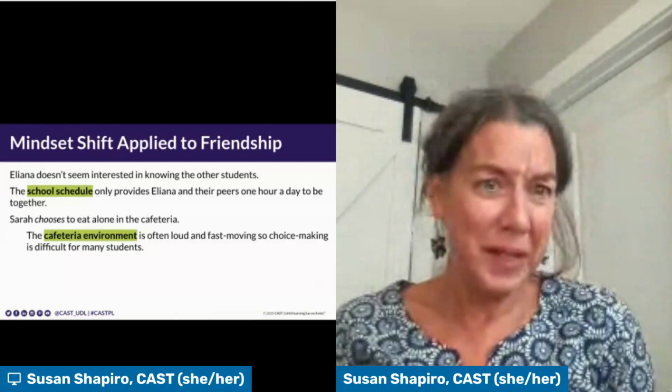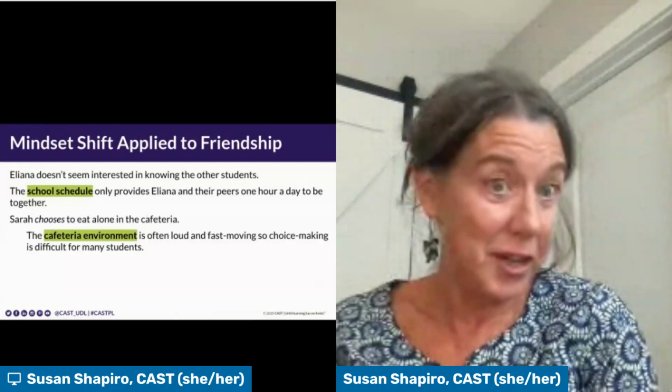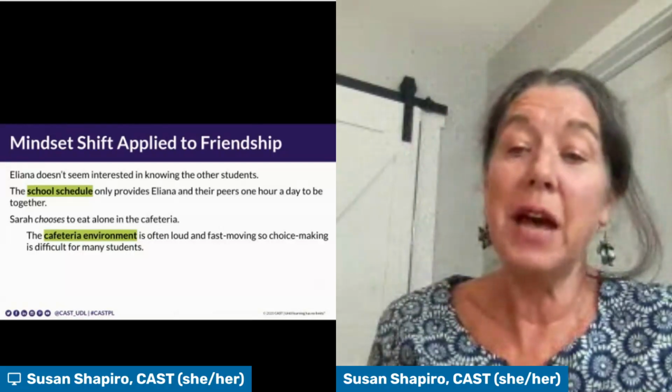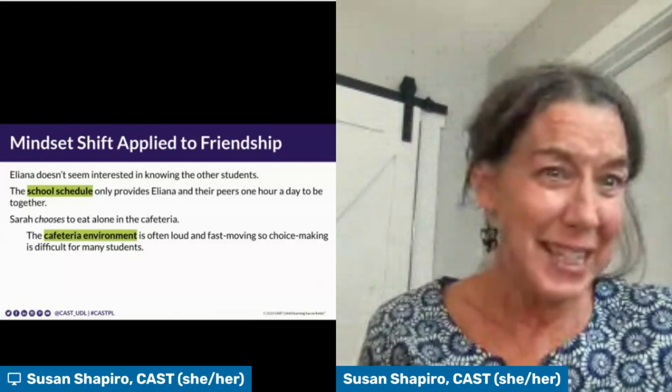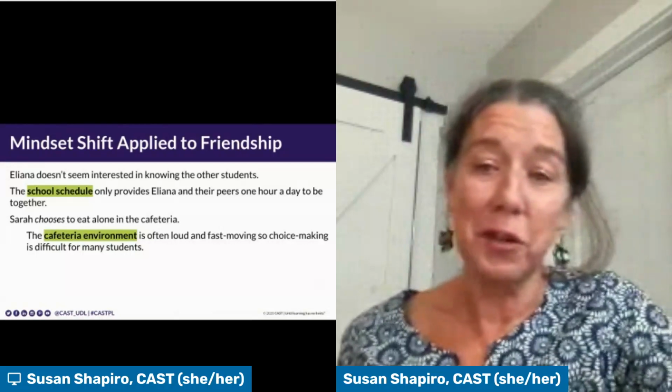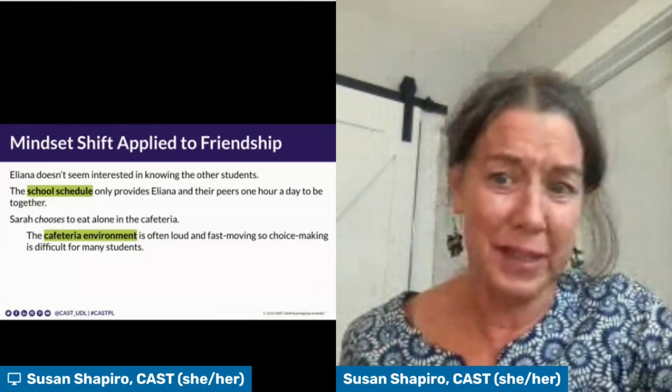What if we could do something, right, to help Sarah make a decision ahead of time or give her some kind of support in that environment, in the cafeteria? Maybe it's not that she doesn't want to sit with other people, maybe it's difficult for her to be able to do so, right? So the cafeteria environment is the barrier.